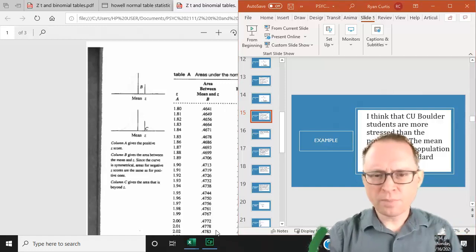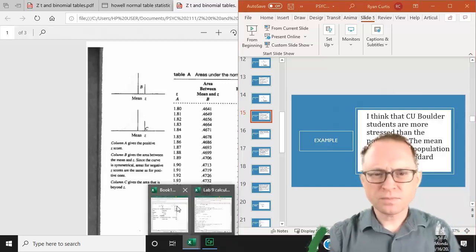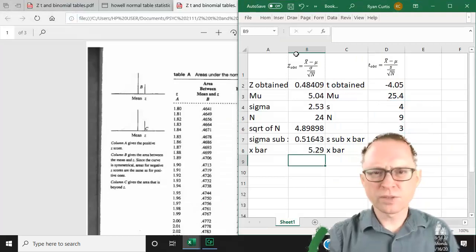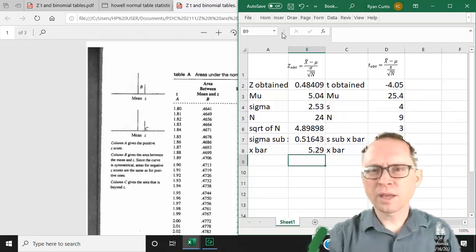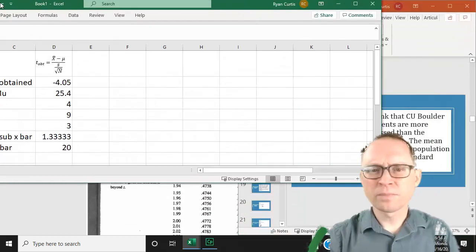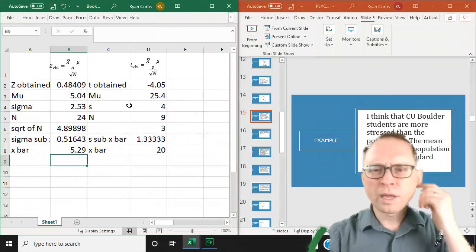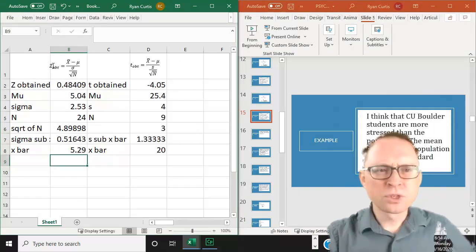So I'm going to open up this spreadsheet right here. And with this spreadsheet, we're going to look at the information that we have. So we are running a Z statistic. So this is the formula right here. So let's enter in the data.